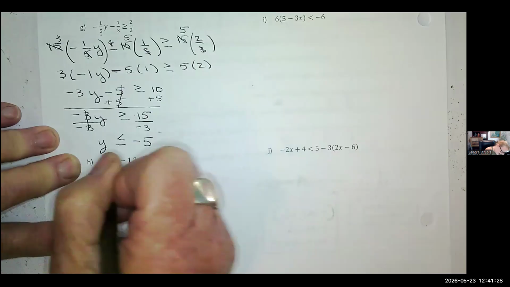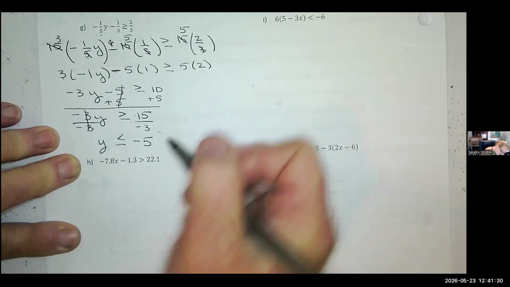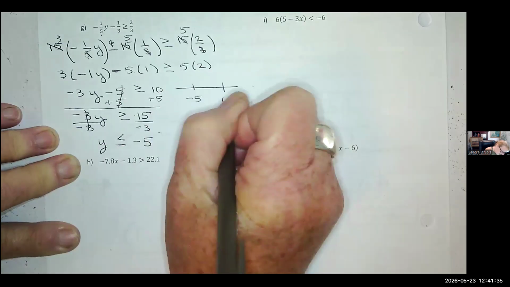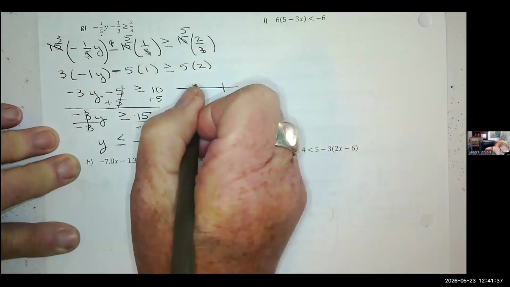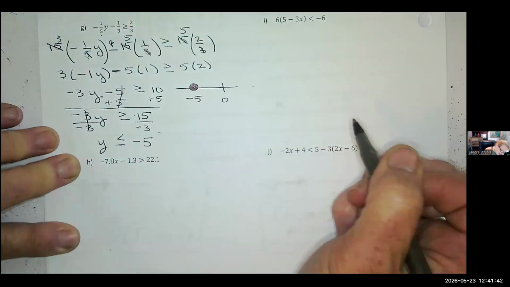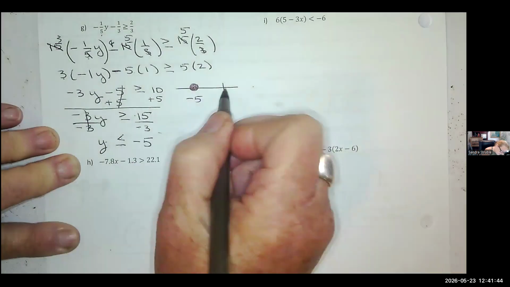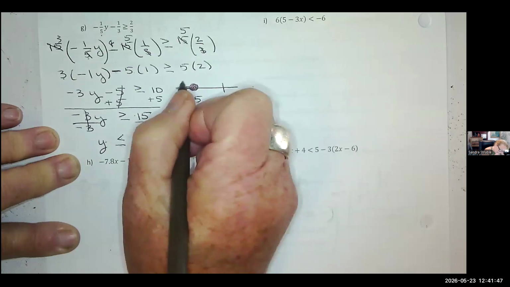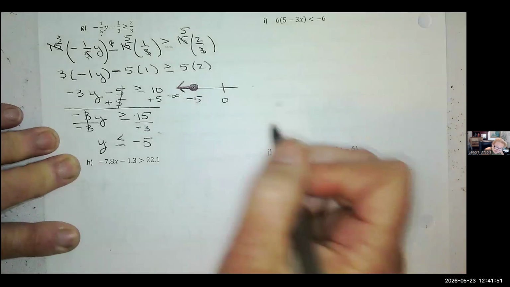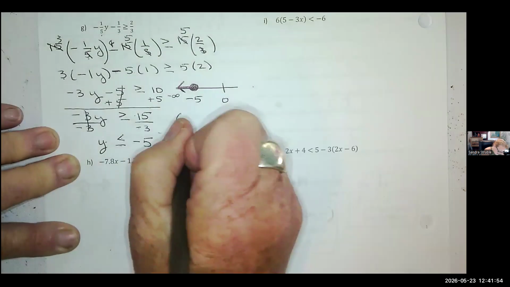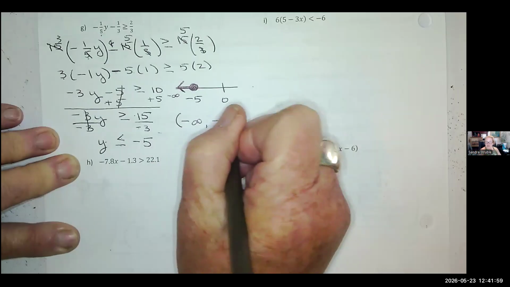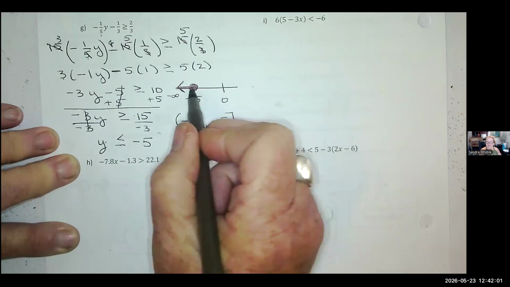Let's create our graph. -5 and 0. It is included for -5, so it becomes a dot, not a circle. And y is less than -5, so that means my arrow is going to the left towards -infinity. Writing your interval notation from left to right, -infinity up to -5, and -5 is included because it is a dot and also because of the equal sign.